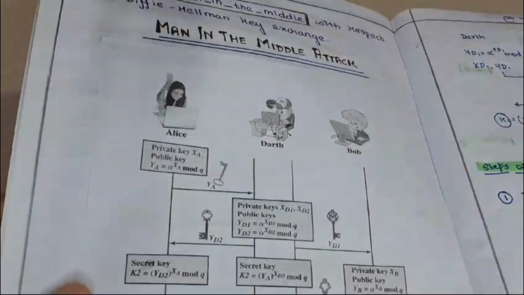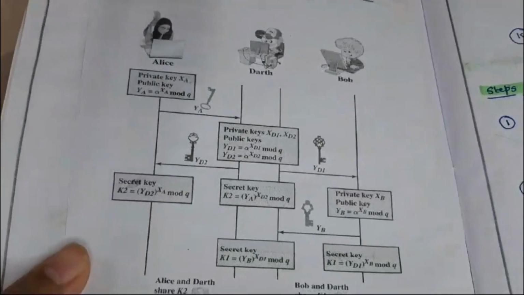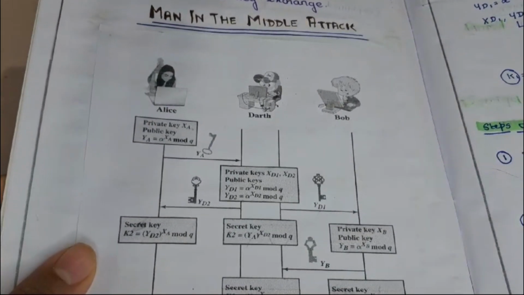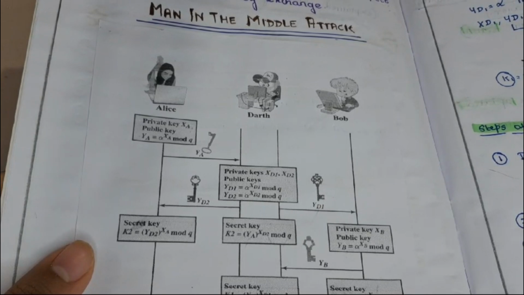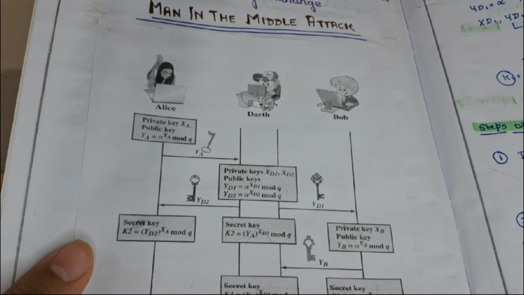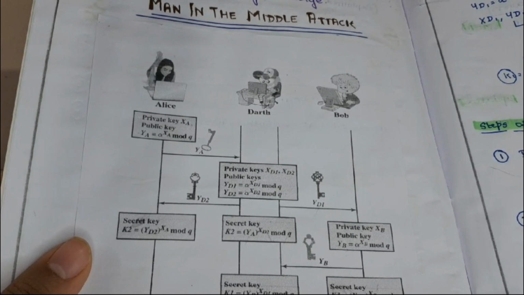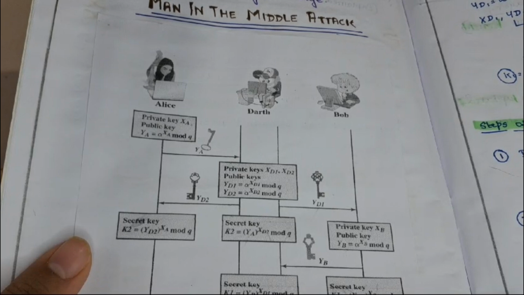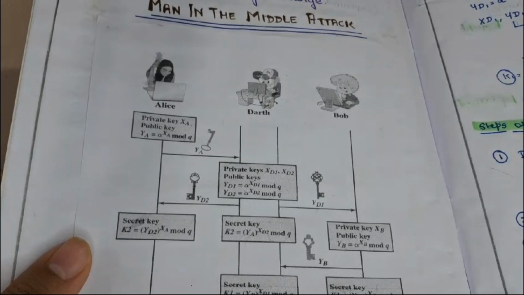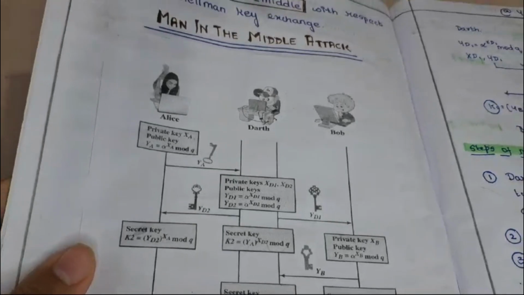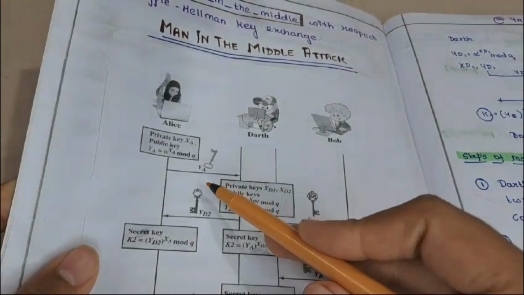But here in man in the middle attack, we have an attacker who is named Darth. What he does is, he is going to act as a middleman between the communication of Alice and Bob. So Alice has generated the private key and public key. She is going to send her public key to Darth. This Darth has got the public key of A.